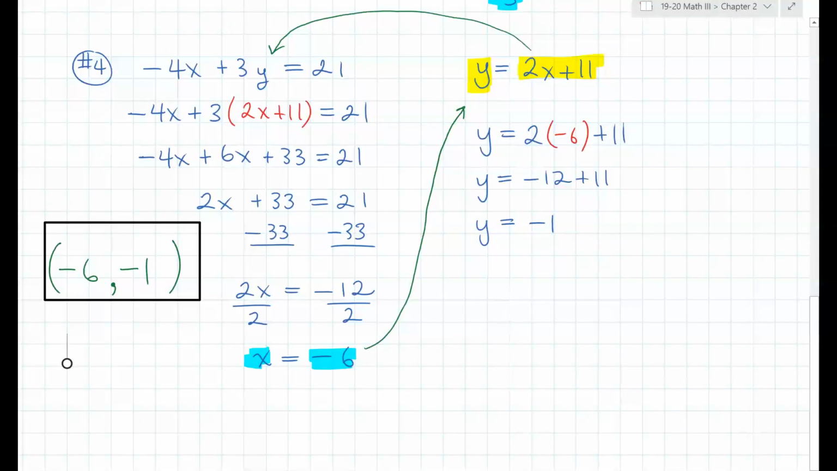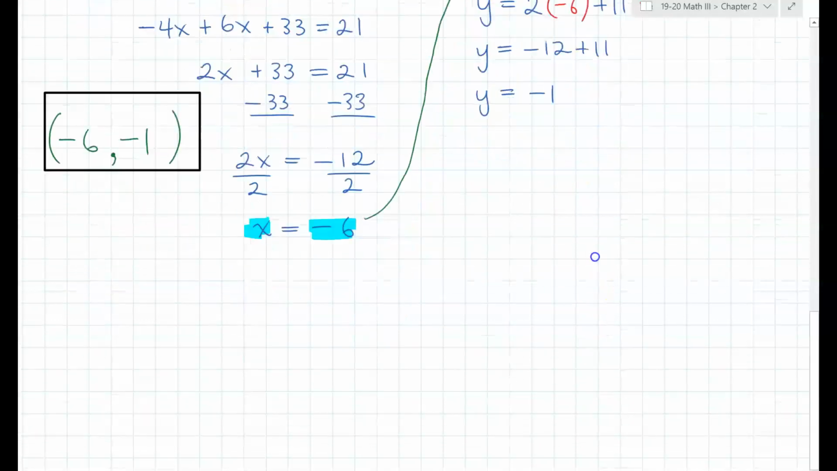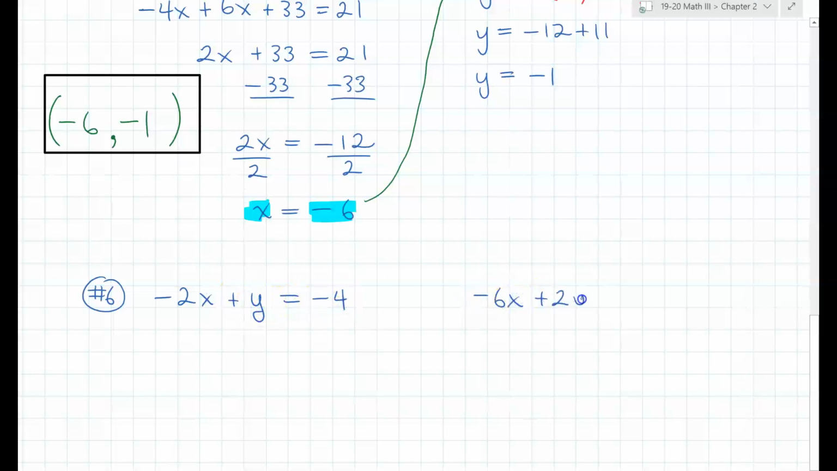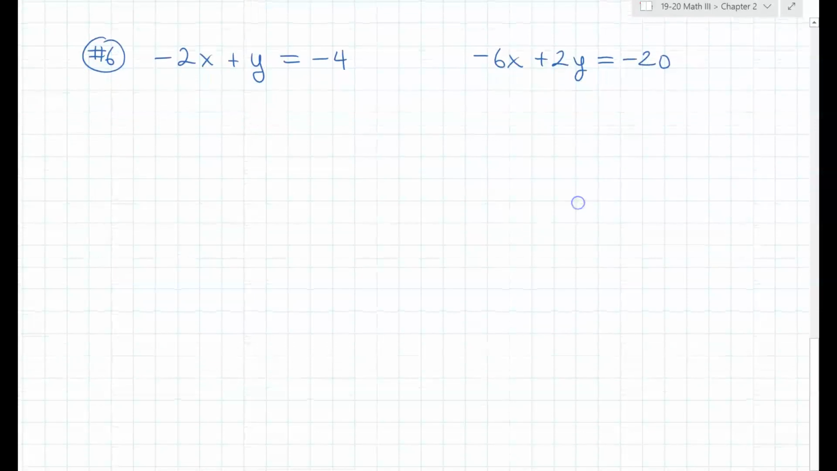So let me show you how we're going to do one of these. It's up to you. They all kind of are the same thing. I'll choose number 6 here. Let me show you how it works with something like number 6. So number 6, they give us negative 2x plus y equals negative 4, and negative 6x plus 2y equals negative 20. So notice none of these are solved for.